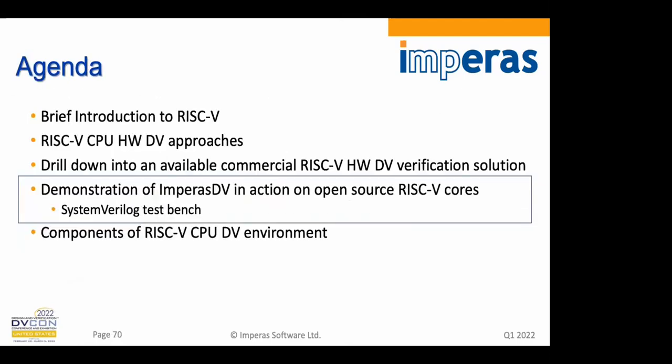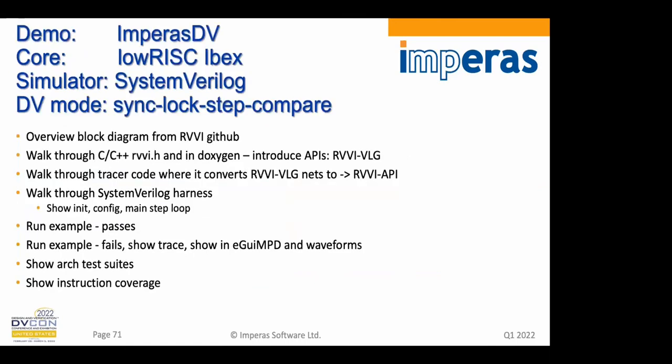So now what we're going to do is have a demonstration and see this Imperas DV in action and walk through that in detail. As I said, it's going to be Imperas DV. The core is the lowRISC Ibex. The simulator is going to be SystemVerilog, and we're going to go through synchronous lockstep-compare methodology. So we're going to show an overview to recap on where we are, walk through some of the headers in there, look through some of the tracer code, walk through a SystemVerilog test bench and harness, run some examples, see how we deal with the fail and how we drill down into that, show a little bit of some of the architectural tests and the instruction coverage that comes out of it.